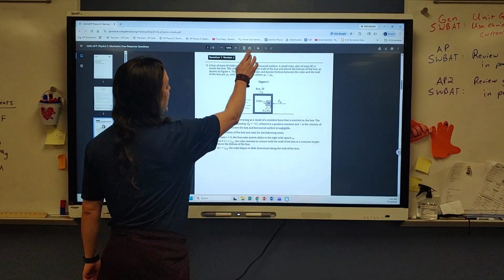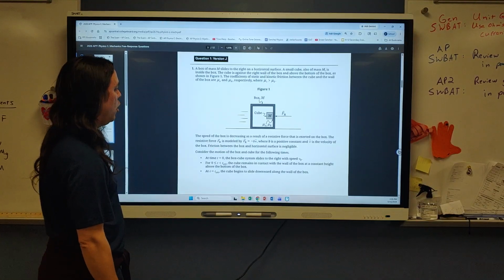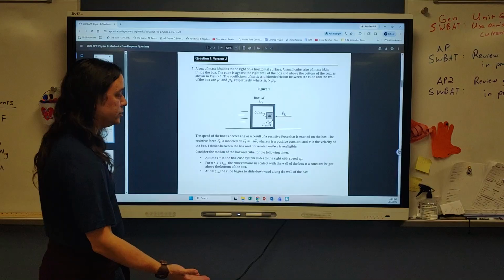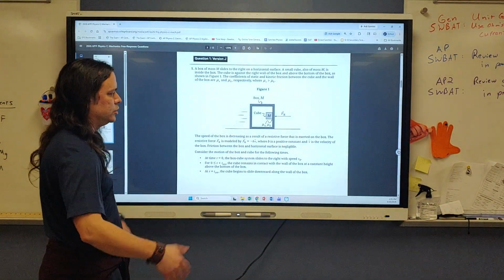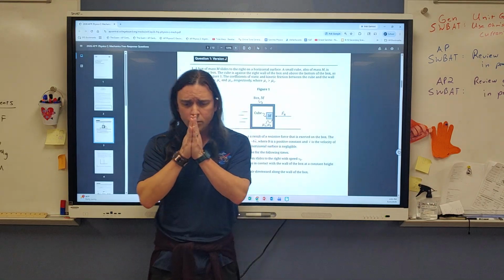The coefficients of static and kinetic friction, let me zoom in just a little bit, between the cube and the wall of the box are mu sub s and mu sub k, respectively, where mu sub s is greater than mu sub k, which is kind of the regular boilerplate stuff. I'm going to pause here for just a moment and point out.